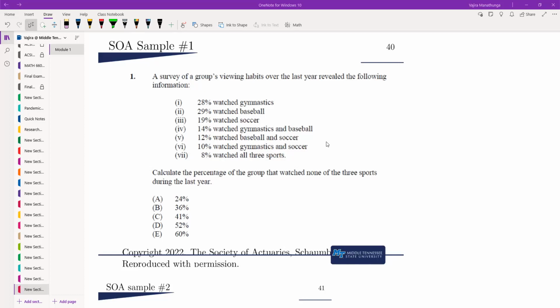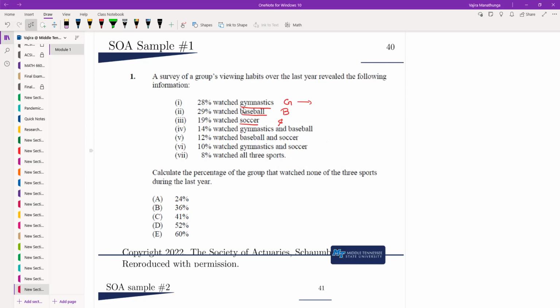This problem says a survey of group viewing habits over the last year revealed the following information. The question is asking, calculate the percentage of groups that watch none of the 3 sports during the last year. So we want to calculate that probability. Let's start with some notation. We can use G for gymnastics, B for baseball, S for soccer.